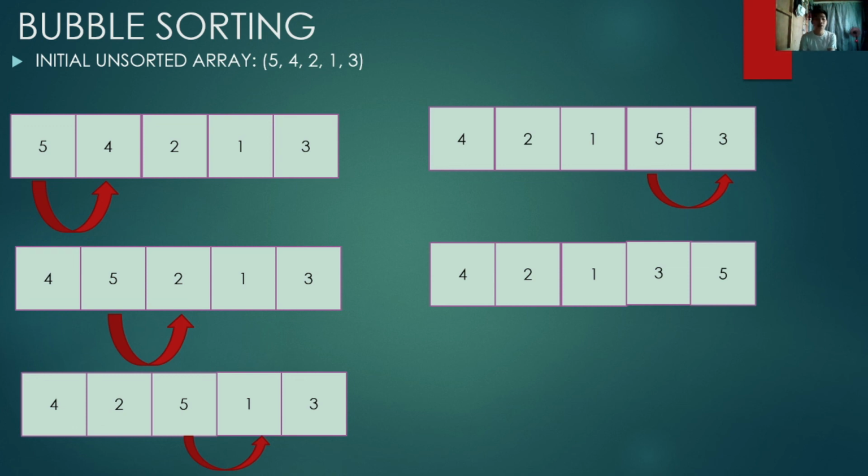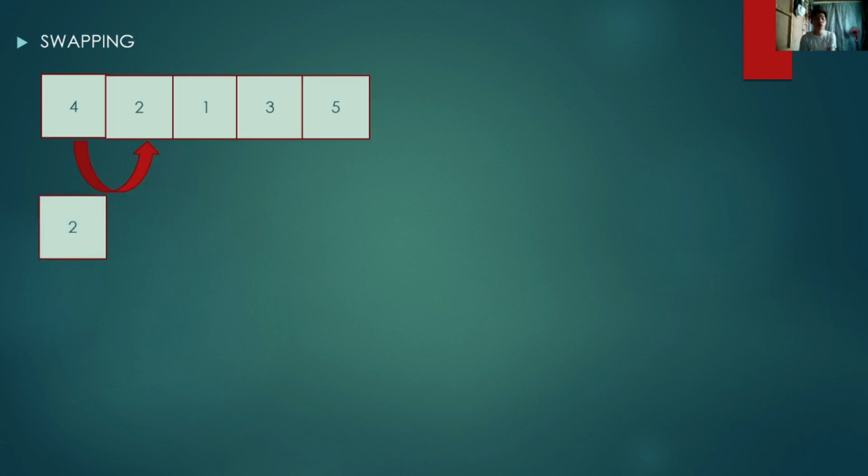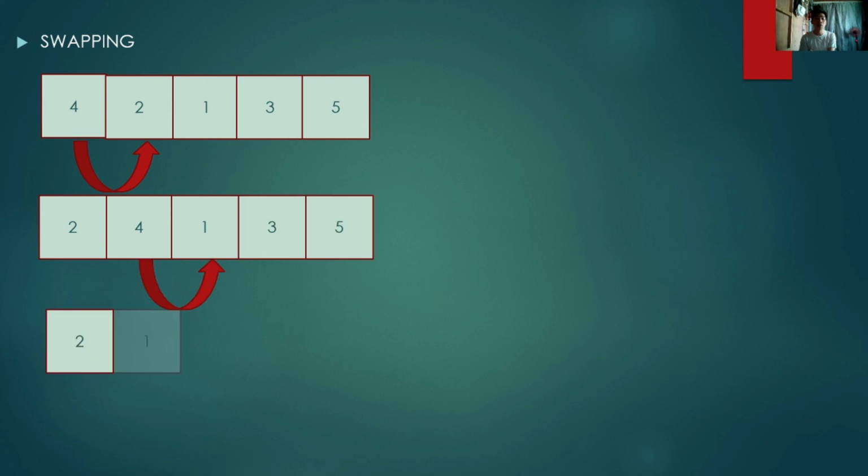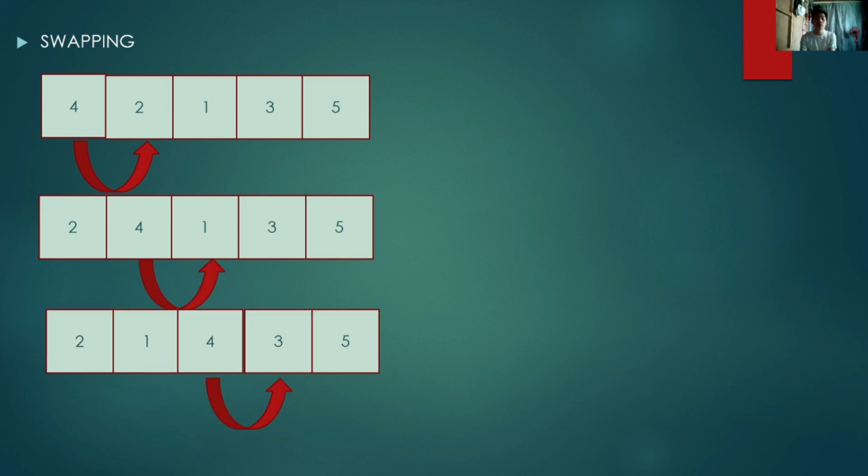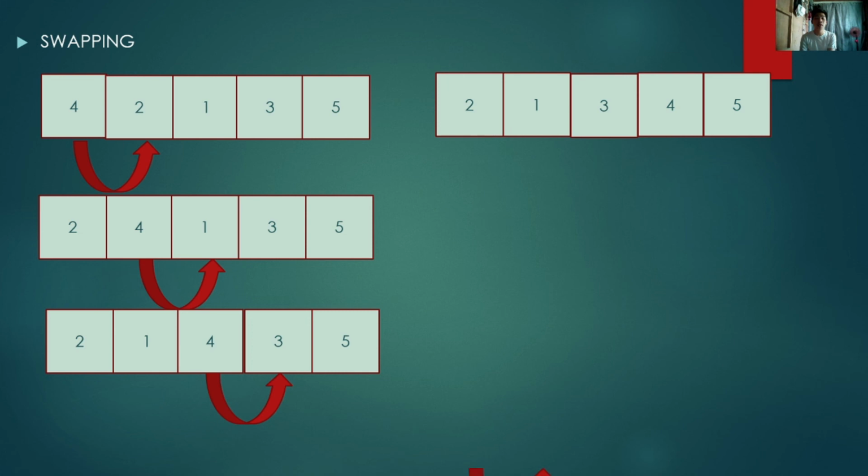For the second pass, we look at 4, which is the first element of our unsorted array now, which is 4, 2, 1, 3, 5. So we look at 4. 4 is greater than 2, so we swap it. That is how bubble sort works. We just sort it.